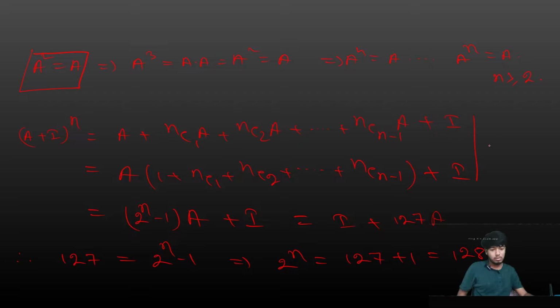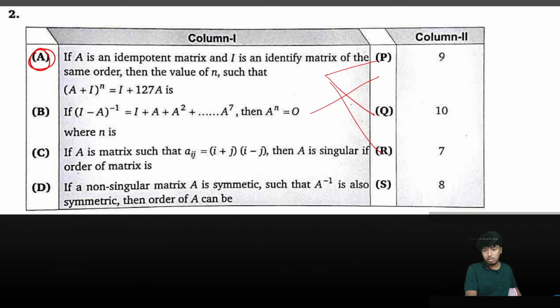Now factorize 128. 2, 4, 8, 64. So 2 cube times 2 cube times 2, that is 2 to the power 7. That means 2 to the power 7. Then what is the value of n? That implies n equals 7. So n equals 7. So this gives A moves to R. All set. Now the second question, what does it say?